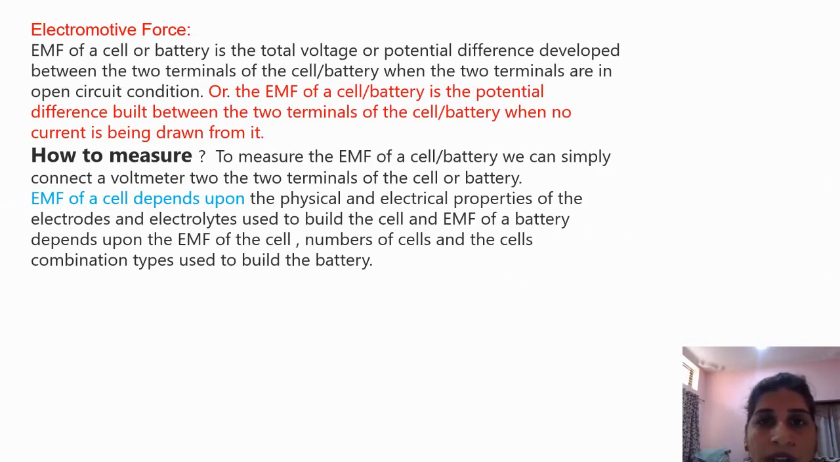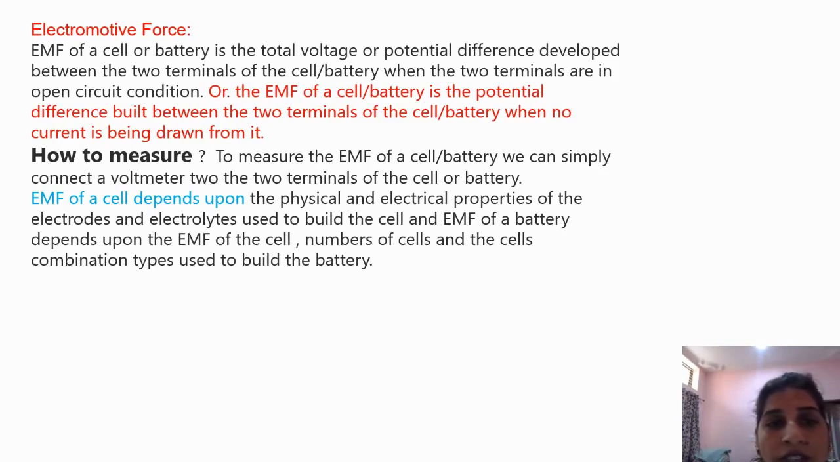What is it? When no current flows in a circuit, when the circuit is open, that time when you connect a voltmeter between the two terminals of a cell, whatever voltage your voltmeter reads, or whatever potential difference develops between the two terminals of a cell, it is called EMF. How to measure it? The simple way is to connect a voltmeter between the two terminals of the cell or a battery and you can easily find the value of EMF.